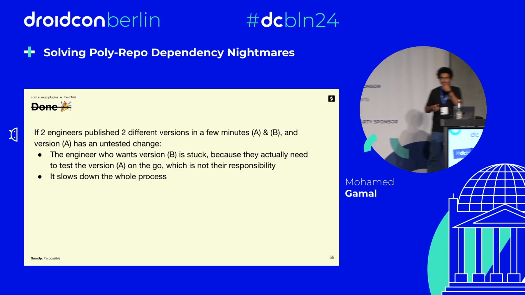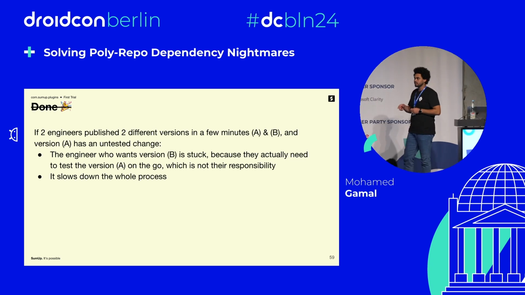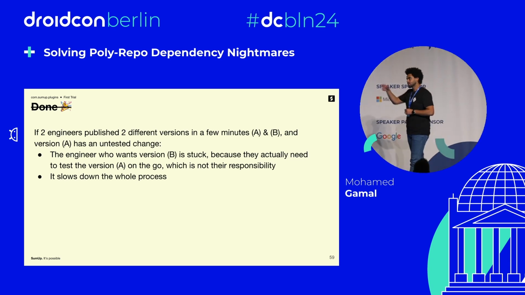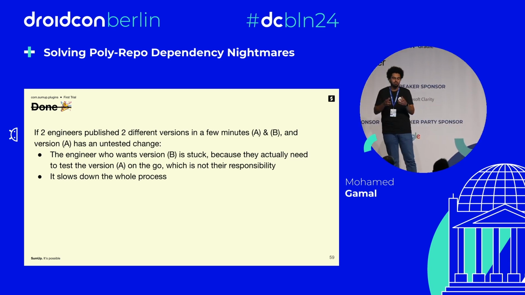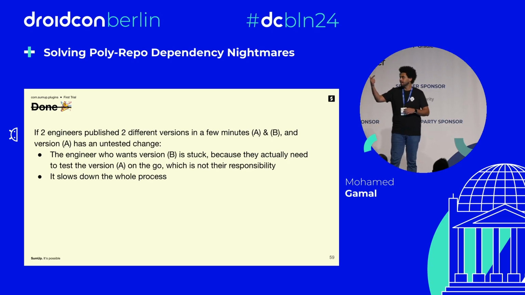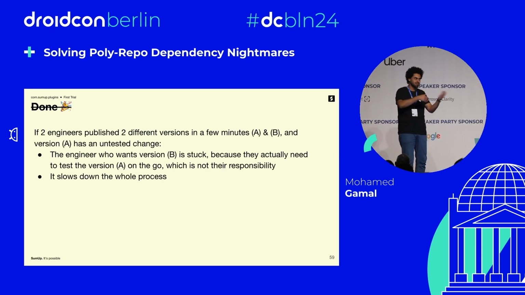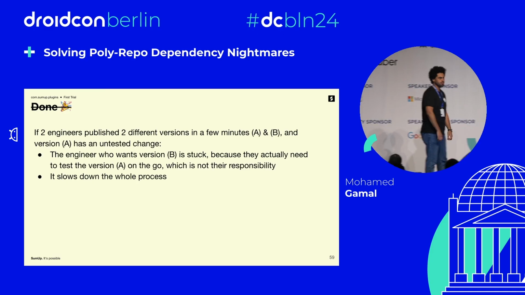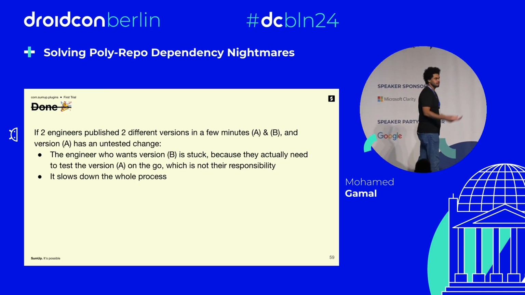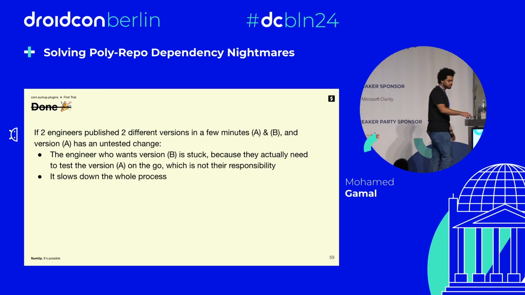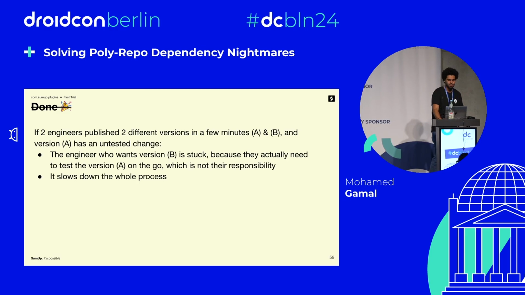Why? Just imagine two engineers publishing the version catalog for updating two different versions. One of them is problematic. It was untested. So the first was untested, the second was okay. Anyway, when you publish the second, you publish them both together. Then it ended up with a big chaos. Who fixes what? Who does what? Two versions are broken. So it slows down the whole process.